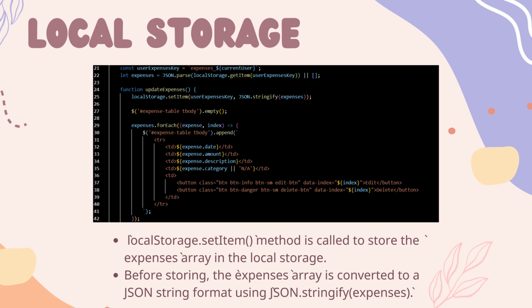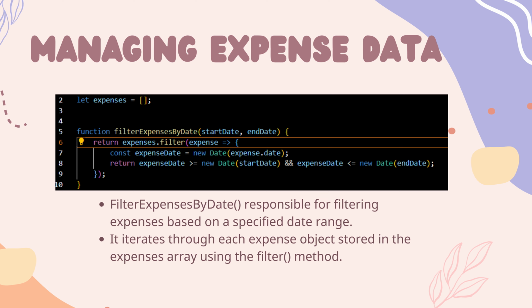In this part of the code, in line 25, the localStorage setItem method is called to store the expenses array in the local storage. Before storing, the expenses array is converted to a JSON string format using JSON.stringify(expenses). This ensures that the array is properly formatted for storage, as local storage only supports storing data in string format. Therefore, this line is responsible for persisting the expenses data in local storage in JSON format.